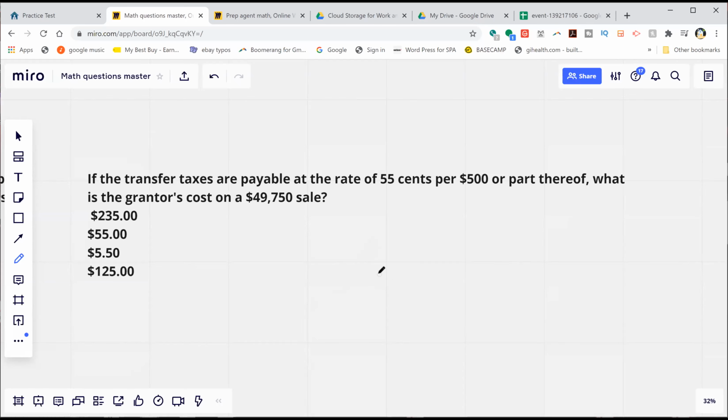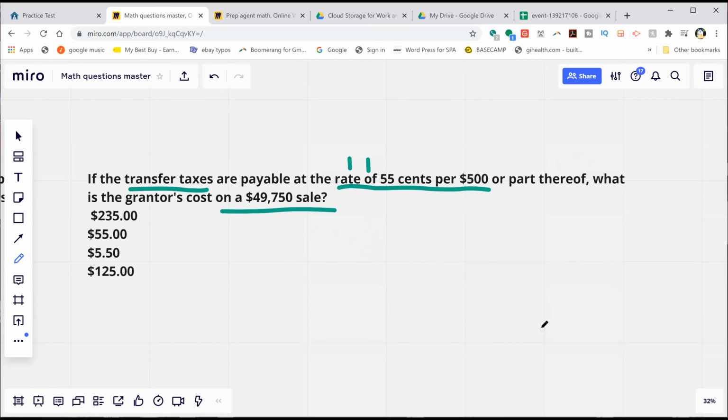So they're not asking for the tax rate, okay? Because here's the tax rate: 55 cents per 500, payable at a rate of 55 cents per 500. So we know the rate, okay? That's the cost. So we're trying to find the taxes, the transfer taxes, okay?